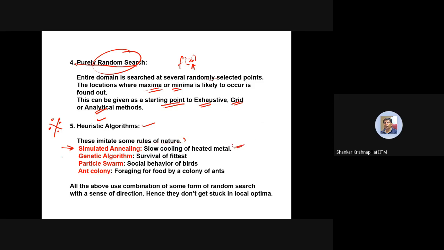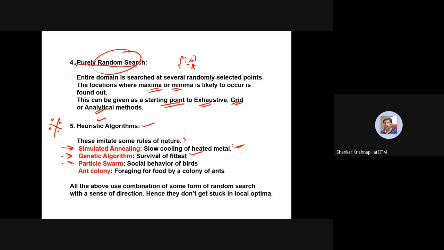heated metal. Next is the genetic algorithm, which came at the end of the 1980s. It is based on survival of the fittest. You generate a lot of random solutions, take the best solutions from the top and reject the worst solutions from the bottom. These best solutions are subjected to some sort of crossover and so on to get the next best solutions, and so on and so forth.